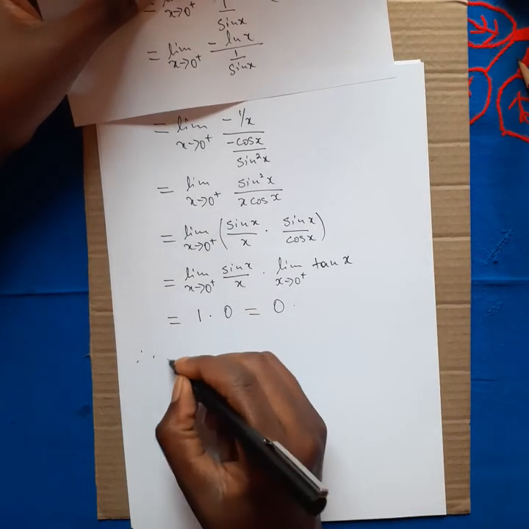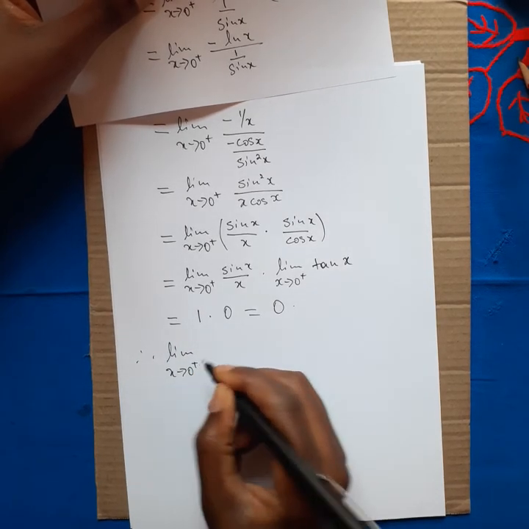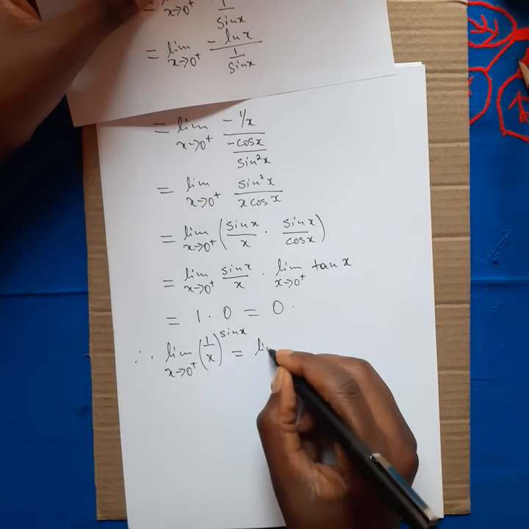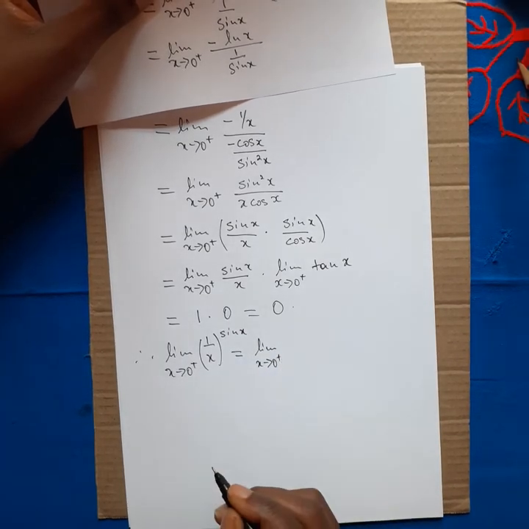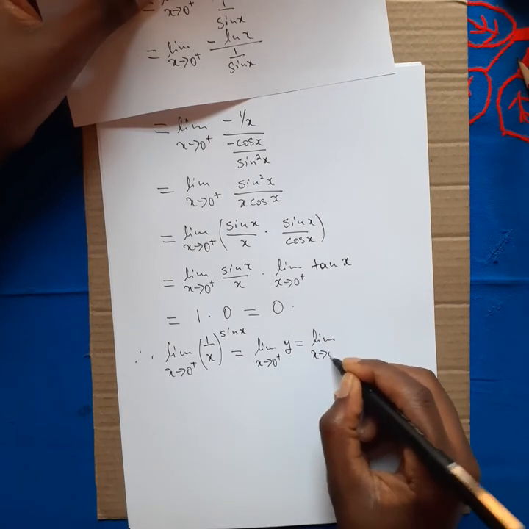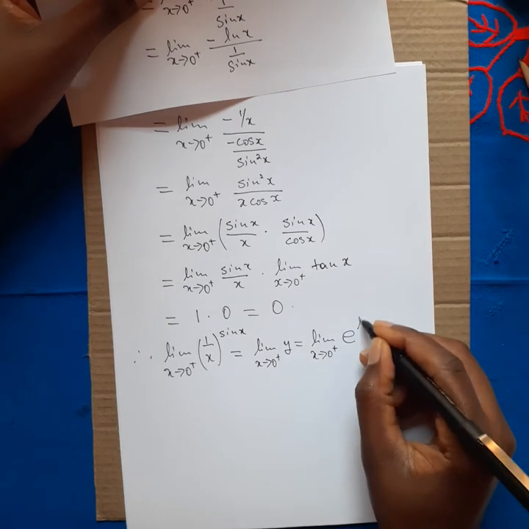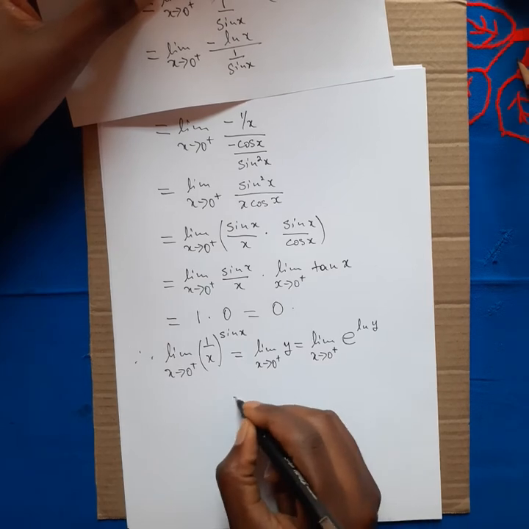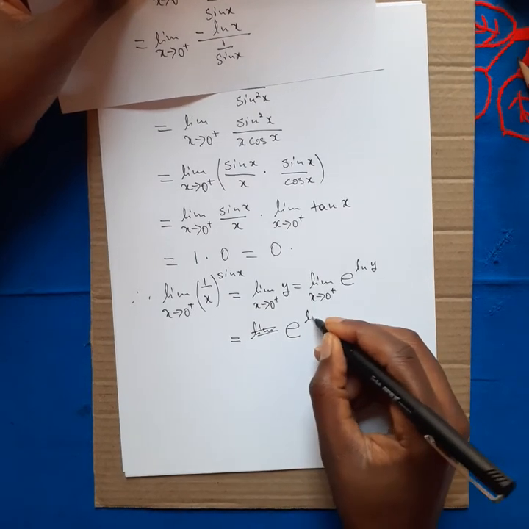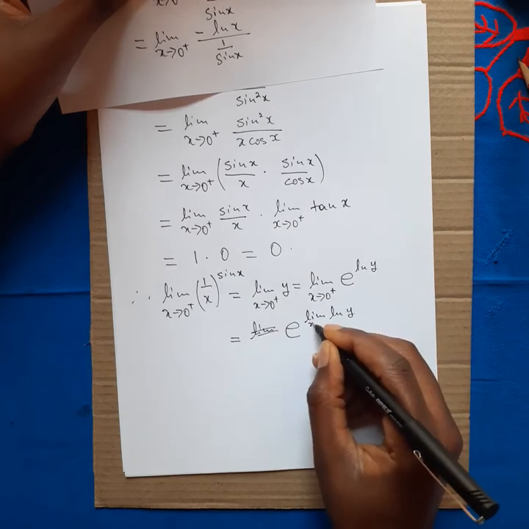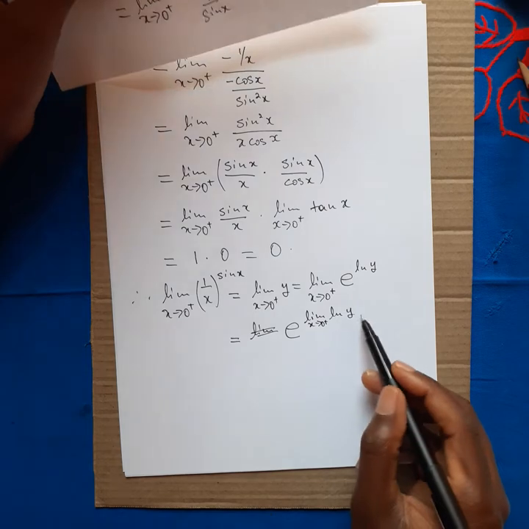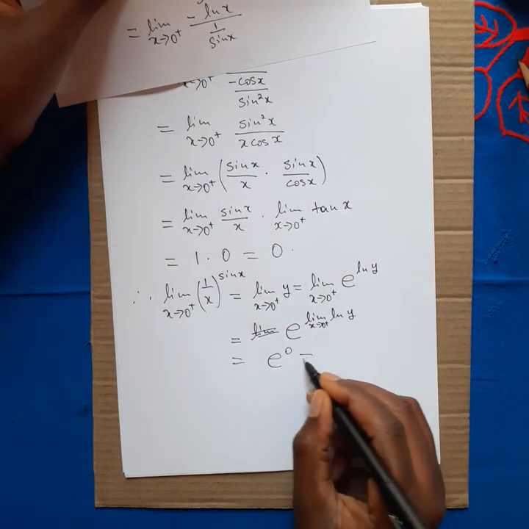Therefore, we have that the limit as x approaches 0 from the right of 1 over x, to the power of sine x, is the same thing as the limit as x approaches 0 from the right of y. And what is that? This is the limit as x approaches 0 from the right of e to the ln of y. And this is e to the limit of ln of y when x is approaching 0 from the right, because of the continuity of our exponential function. And this is equal to 0. So we have got e to the power 0, which is 1.